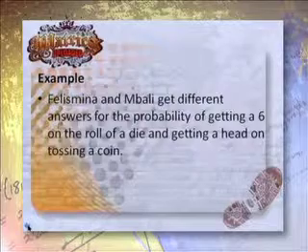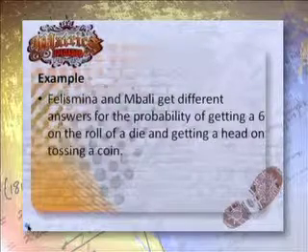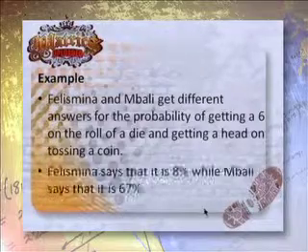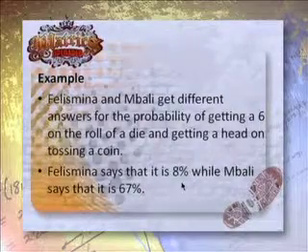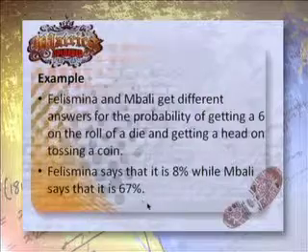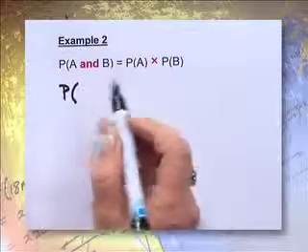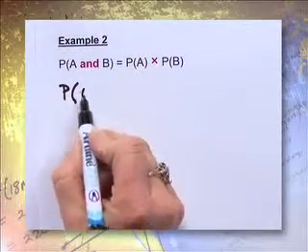Felismina and Mbali get different answers for the probability of getting a 6 on the roll of a die and getting a head on tossing a coin. Felismina says that it's 8%, while Mbali says that it is 67%. So we need to know who is correct. So let's have a look. We've got two independent events here.